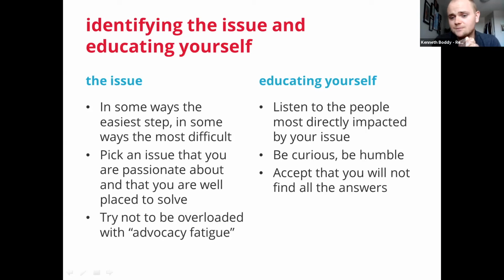On educating yourself, one of the most important things you can do is to listen to people who are most directly impacted by your issue. This is a really important step in being humble and thinking through those who might actually know more about an issue than you because they're being directly affected by something. This is important for any sort of work you try to do, but it comes up quite a lot, particularly with marginalized or vulnerable populations. You want to make sure you're very aware of that.